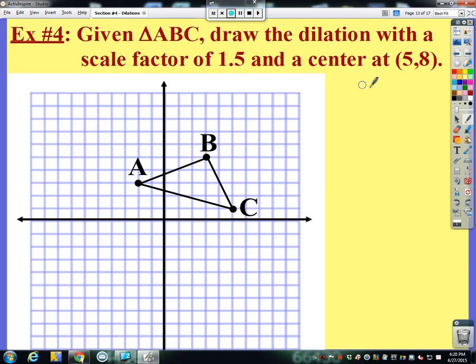So here's what I'm going to do. I'm going to find where (5, 8) is. So first, 1, 2, 3, 4, 5. 1, 2, 3, 4, 5, 6, 7, 8. So here's the point (5, 8).